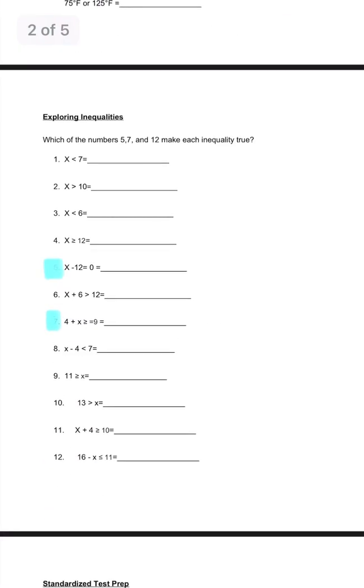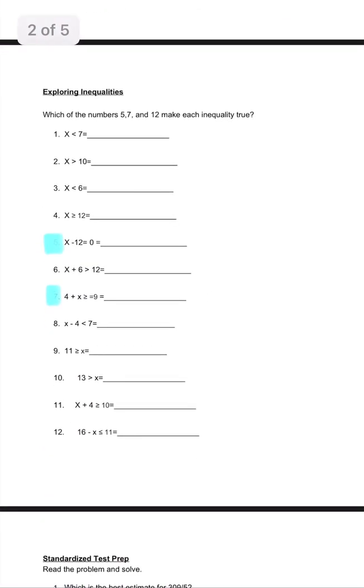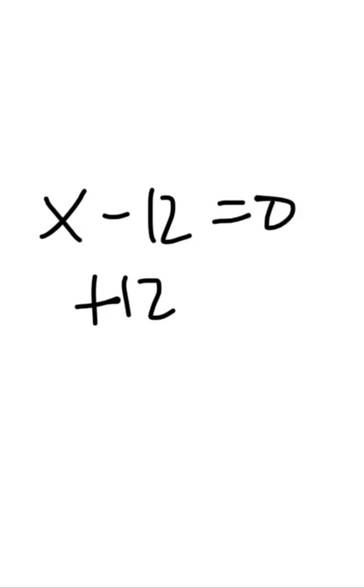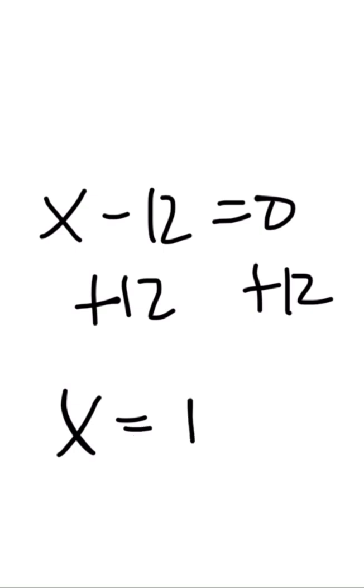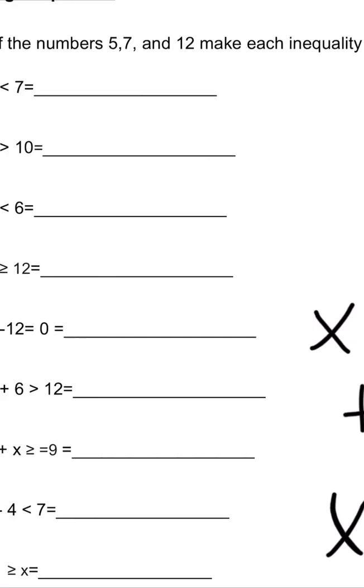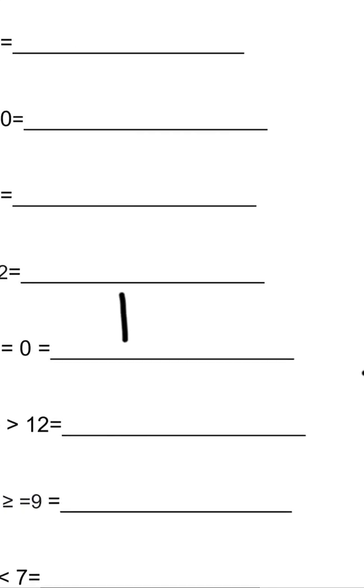Okay, moving on to page number 2, exploring inequalities. Which of the numbers 5, 7, and 12 make the inequality true? We'll be looking at number 5, x minus 12 equals 0. To solve this, we're going to do plus 12, and whatever you do to the left side, you have to do on the right side of the equal sign. So x equals 12. We know that our answer is 12.